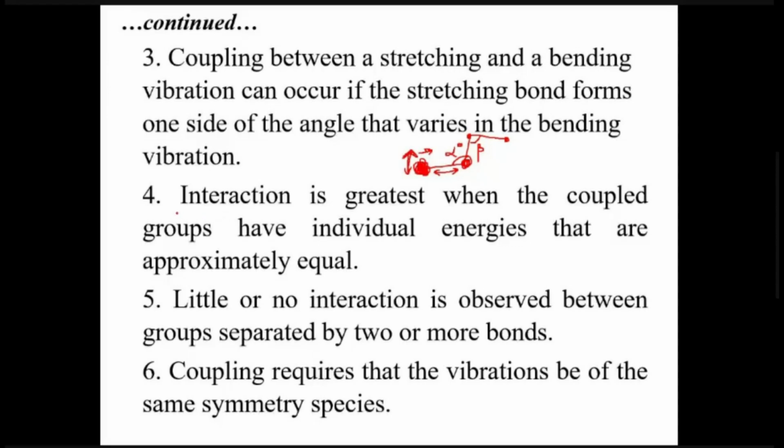Interaction is greatest when the coupled groups have individual energies that are approximately equal. Now this we have covered several times, 2-3 times before. Little or no interaction is observed between groups separated by two or more bonds. Now this is very similar to NMR also. You have studied NMR in final year. I expect you to remember it. So this is similar to NMR.